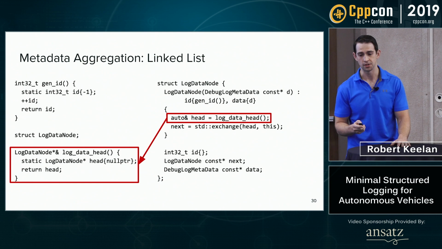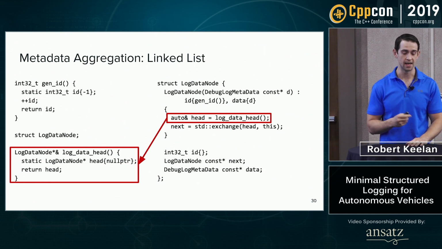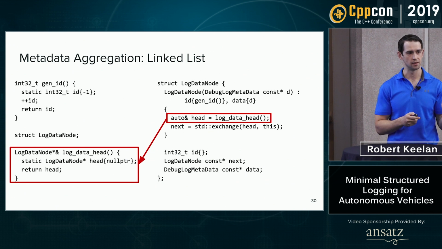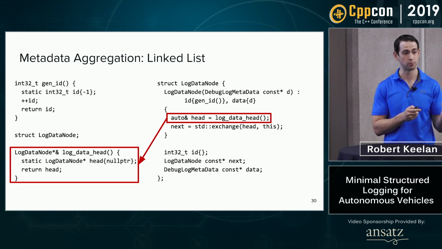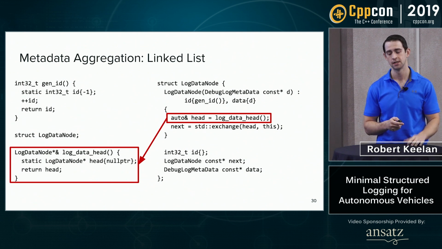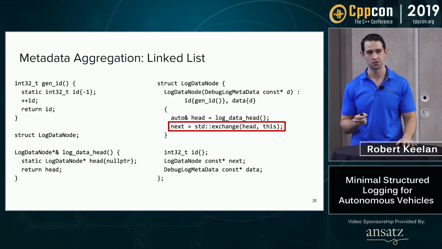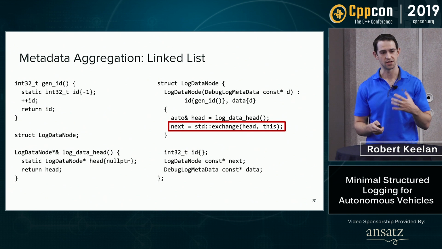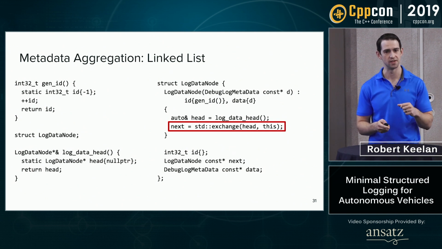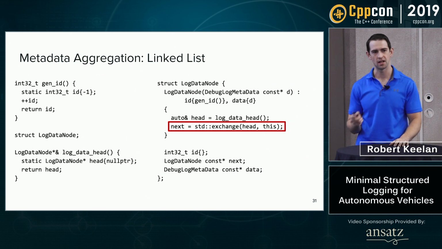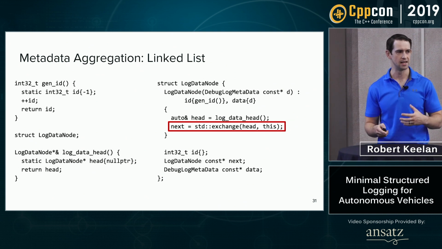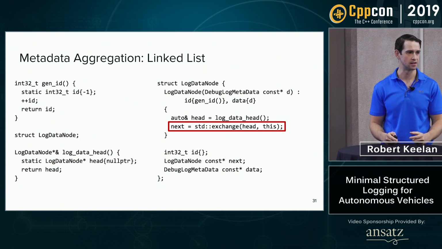Then we also have a function, log data head. Again, that has a static variable, and we're going to return a reference to that log data head pointer, that log data node pointer, right? And this is going to be the head of our linked list. Then we'll just do an exchange, which sets ourselves as the head of the linked list and sets our next to the previous head of that list. So every time this log data node gets constructed, it's going to get a unique ID and basically add itself to the static linked list.